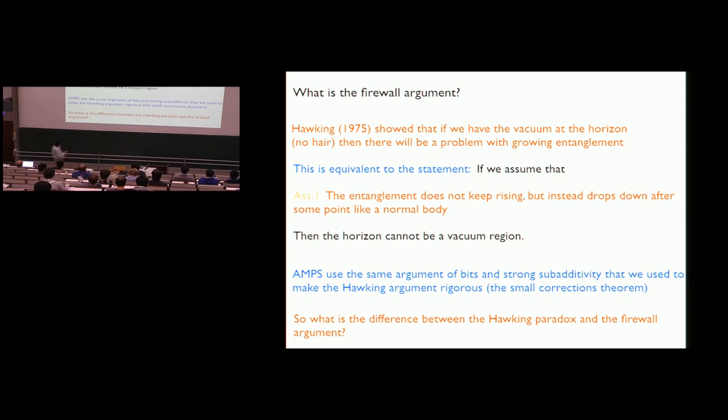So then let's ask, what exactly are AMPS saying? Because that the horizon cannot be a vacuum is already what Hawking told us. And in fact, they use the same argument of subadditivity and strong subadditivity that we used to make Hawking's argument rigorous in the small corrections theorem. So what actually is the difference between what Hawking is saying and the firewall argument? I just want to make this precise, because the AMPS people were saying something extra, but that part usually got lost, and so a lot of people confused it with the Hawking argument itself.